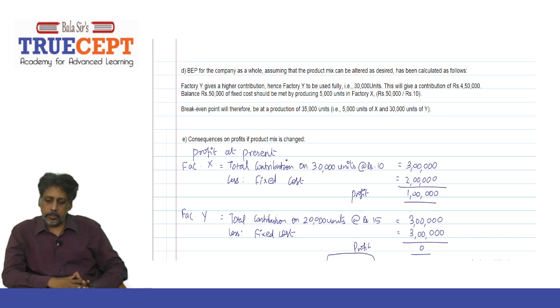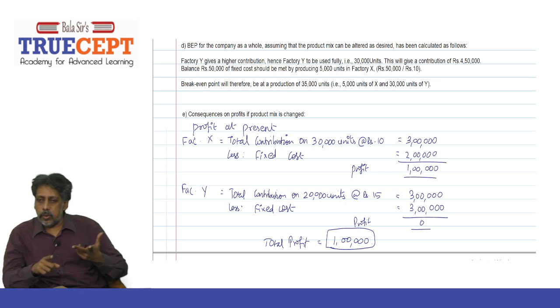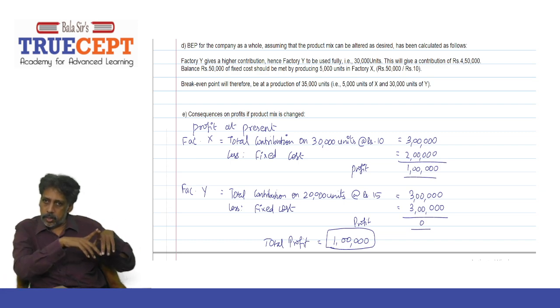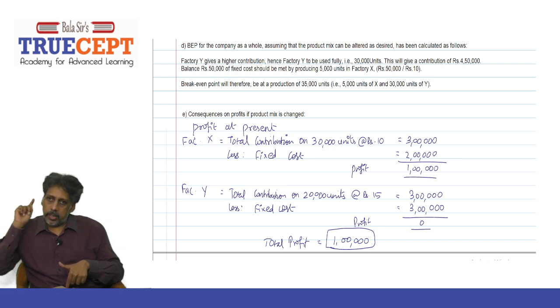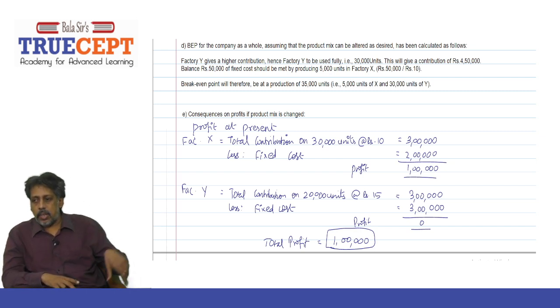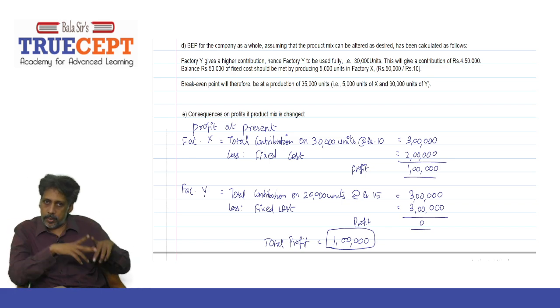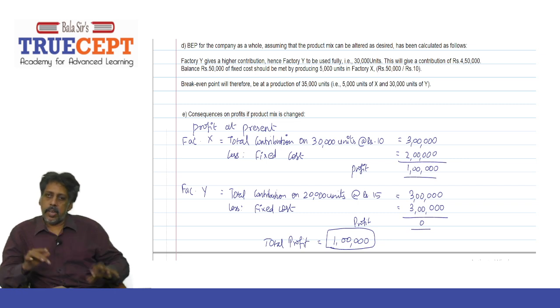The last, E. The consequences on profit if product mix is changed to 2:3 instead of 3:2. But they say the calculated demand is 50,000 units. So you are supposed to find the profit at present and also after the change in mix, both you have to do for comparison, and also find what is the impact on break-even point. But remember one thing, the demand is same, 50,000 units, but the ratio is going to be 2:3.